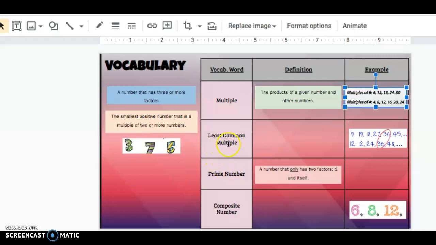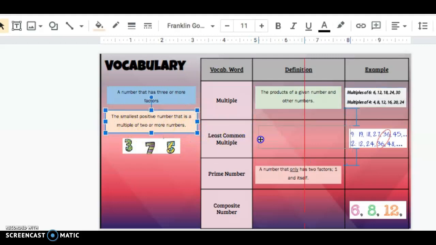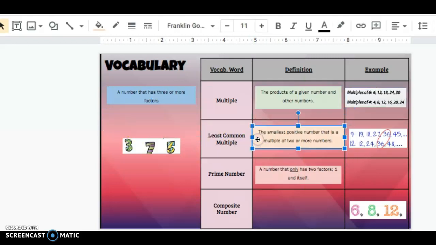Least common multiple. Remember, maybe there's an example. For 9 and 12, 36 is the number that they have in common. That's the smallest one once they've listed their multiples. So remember your least common multiple. Least is another word for smallest. So smallest positive number that is a multiple of 2 or more numbers. You would click and drag that for your definition.